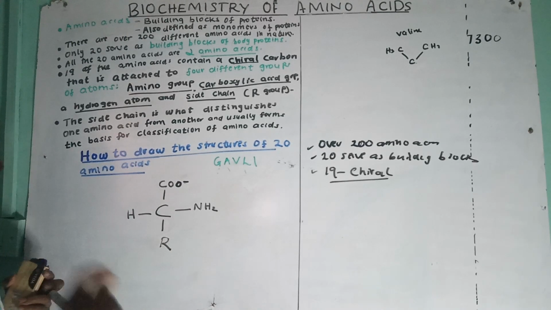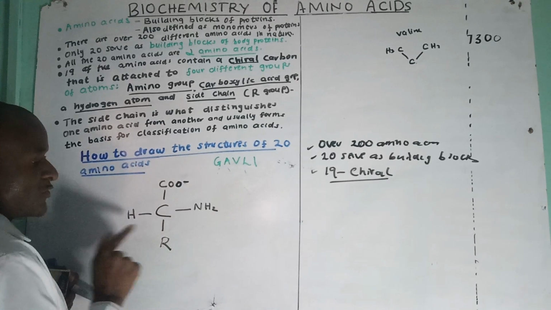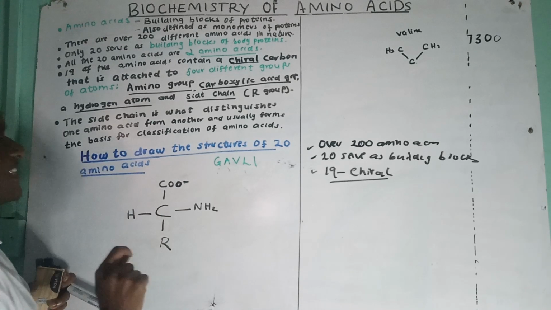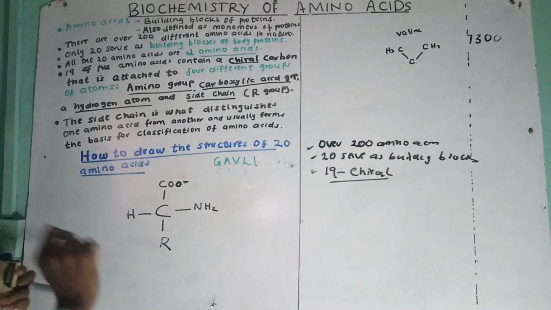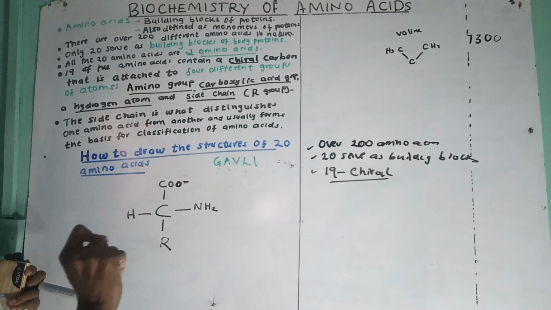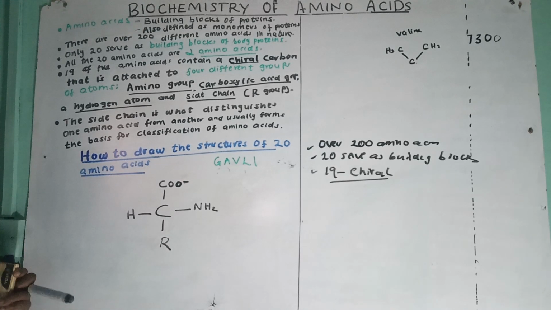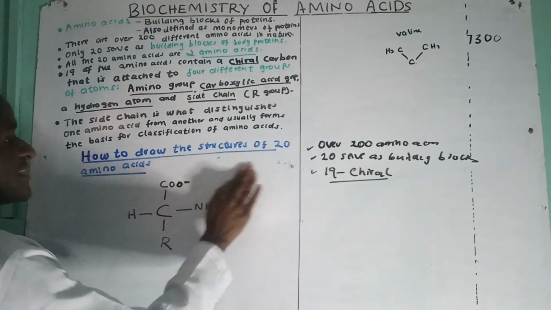So any amino acid is made up of carboxyl group, amino group, and a hydrogen atom. So what differs from one amino acid and the other is the side chain. So once again, the side chain is what distinguishes one amino acid from another and usually forms the basis for classification of amino acids. So let us come here and learn how to draw the amino acids.